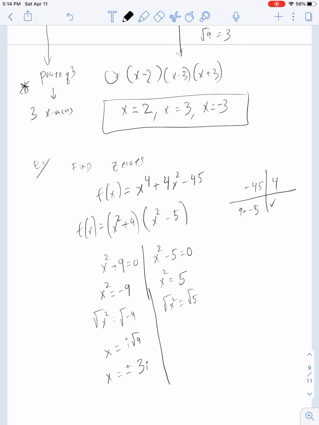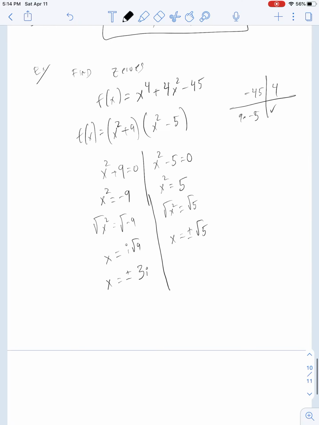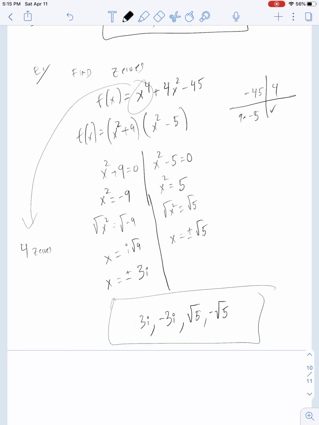All right? So we can see the importance of understanding your last exam. All right, we square root each side. And here, we can't really do anything, so we get x equals plus or minus square root of 5. Once again, power of 4, right? So 4 zeros. We have a positive 3i, a negative 3i, a positive square root of 5, and a negative square root of 5. And you really don't have to show this.